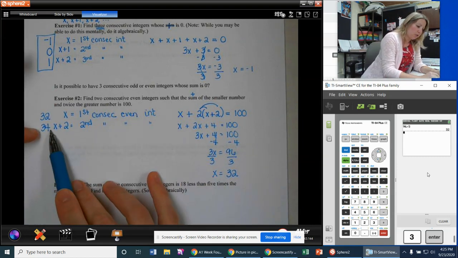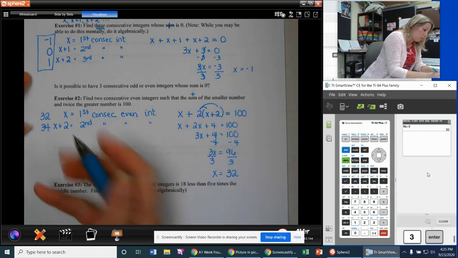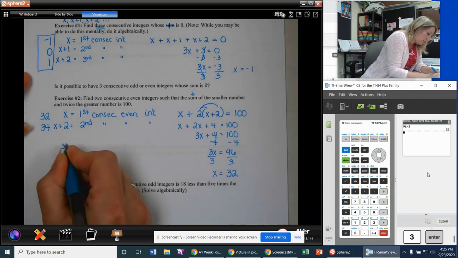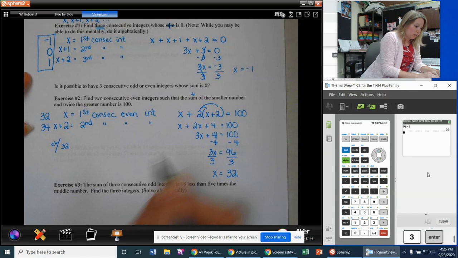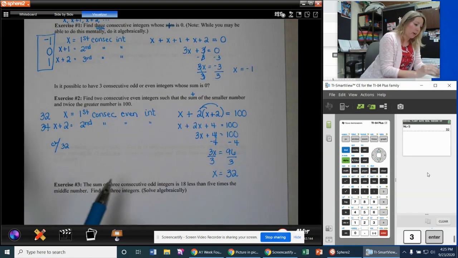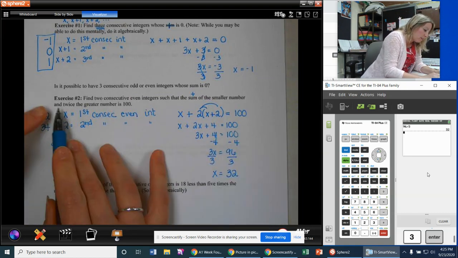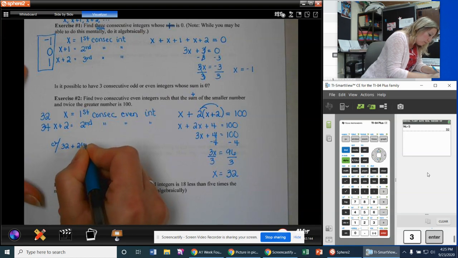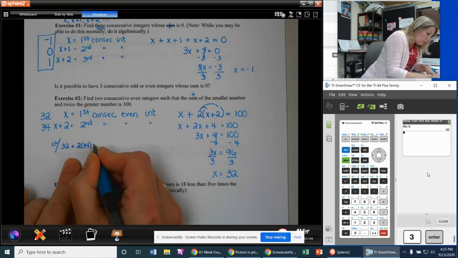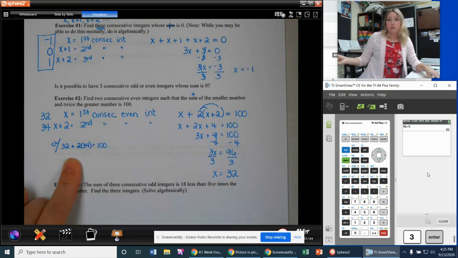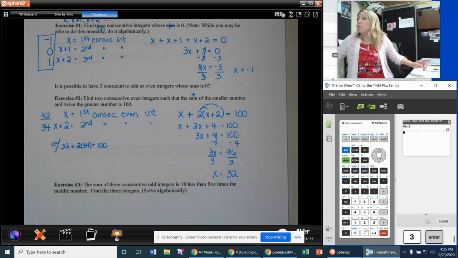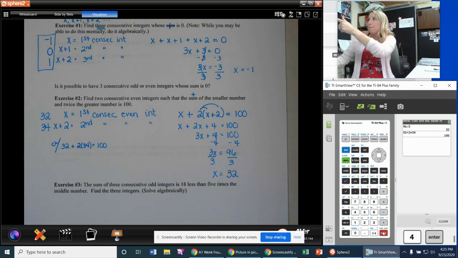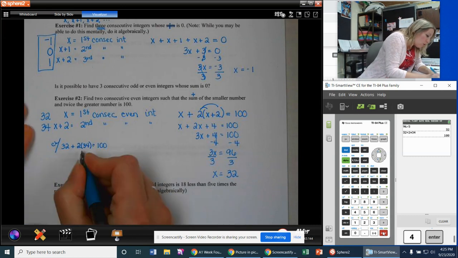We think they're 32 and 34, such that the sum of the smaller, well, 32 is clearly the smaller. So I'm going to check it over here. That's just a little check in a line, so I know I'm checking right here. And twice the greater. Well, twice the greater is 2 times 34. So this should be equal to 100. So let's take a peek. 32 plus 2 times 34 is, boom, there we go, 100.